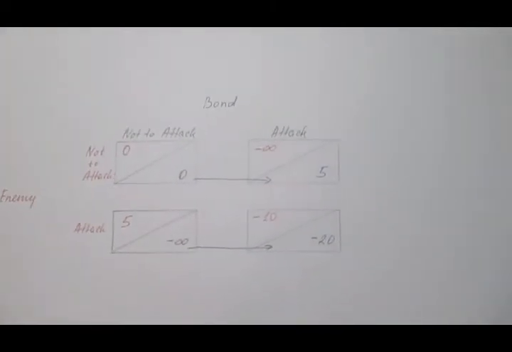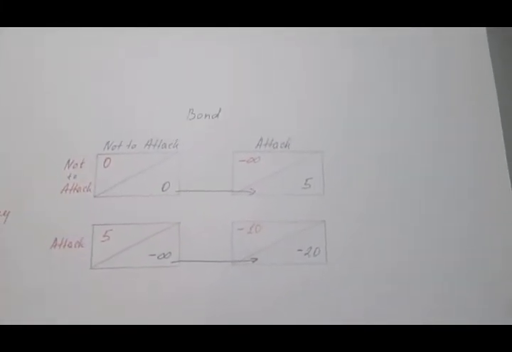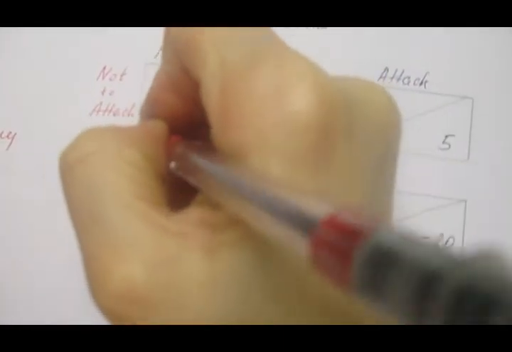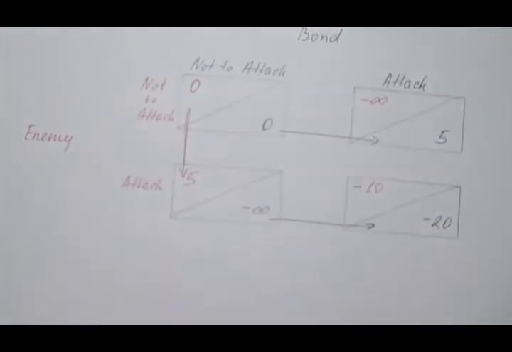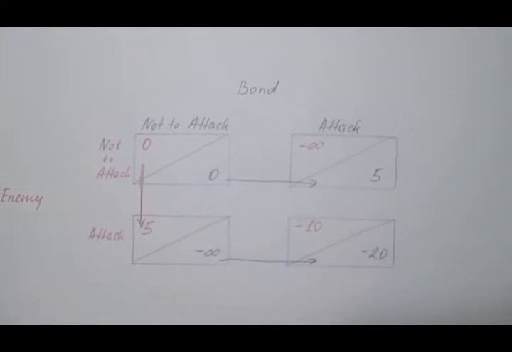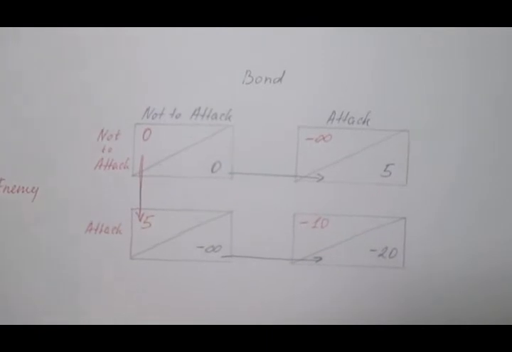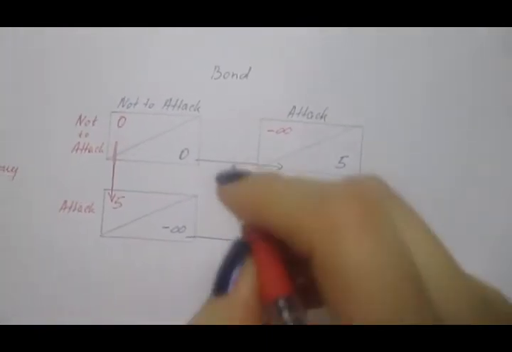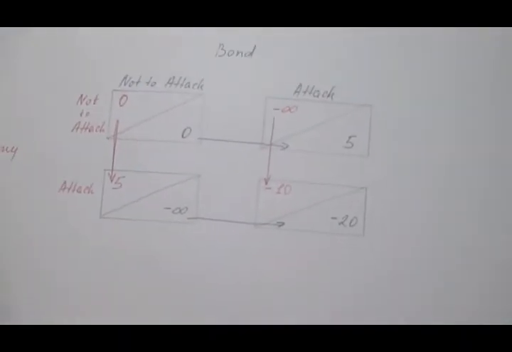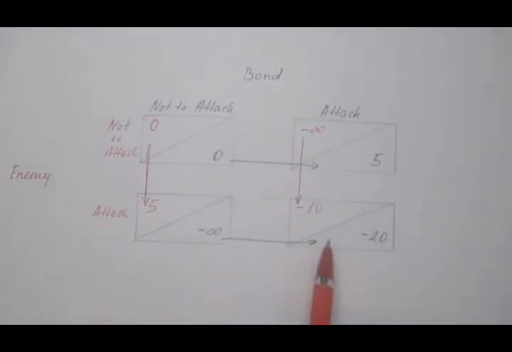Now let's look at the enemy. Suppose Bond doesn't attack. The enemy will choose 5 over 0, which is to attack. If Bond attacks, the enemy will choose -10 over -infinity, which is to attack. So, as we can see, the enemy's dominant strategy is therefore to attack as well. So, the dominant strategy equilibrium is to attack for both of them.